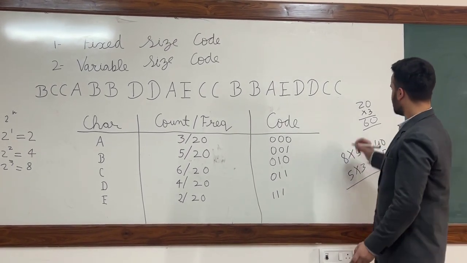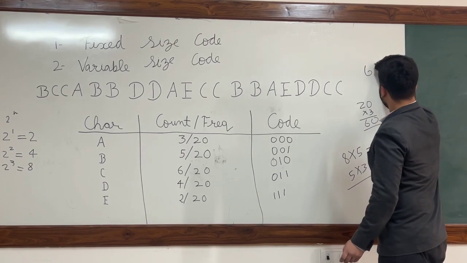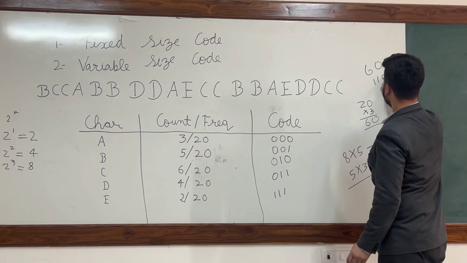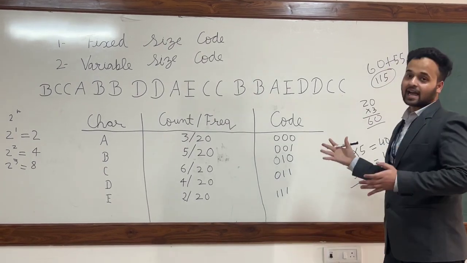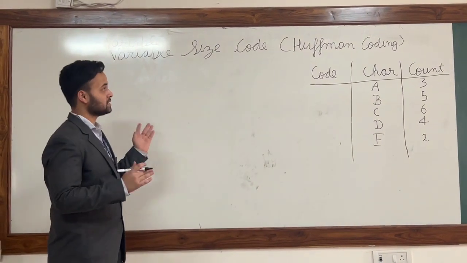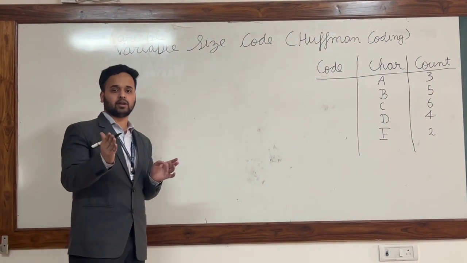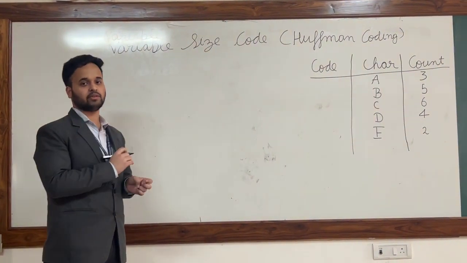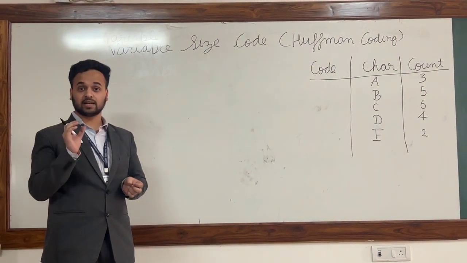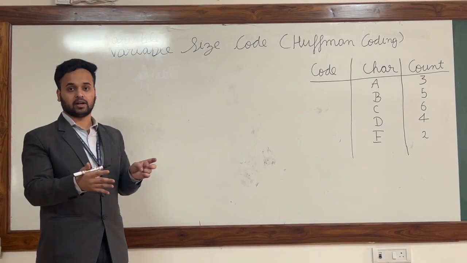55 and 60, that is 115. So our size has been reduced by 40%. Now comes the variable size code, which is the actual Huffman coding which we are going to cover in this video. So what Huffman says is, we need not assign a fixed size to our characters to encode them.